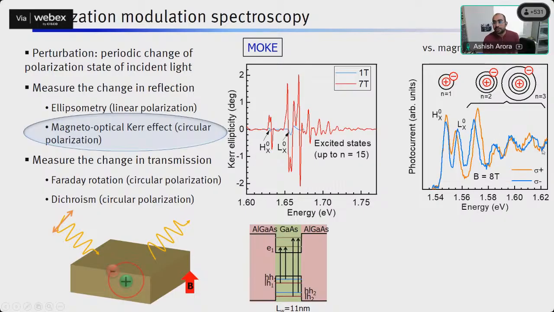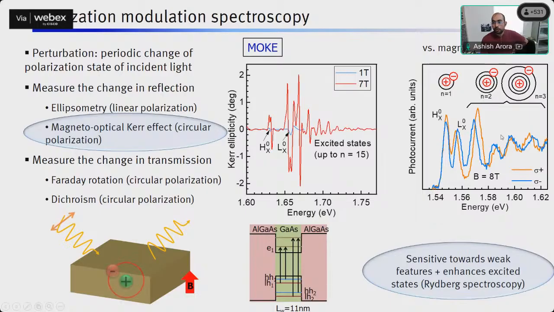You notice that in absorption, the signal to noise ratio is not great. But in the Kerr spectrum, the signal to noise ratio is very nice. Differences are seen directly, which enable us to see many excited states or Rydberg states of the spectrum of this quantum well. That's the power, or the beauty, of this differential spectroscopy technique such as magneto-optical Kerr effect spectroscopy. Therefore, using such methods, we are able to see very weak signatures and we can enhance the excited states.